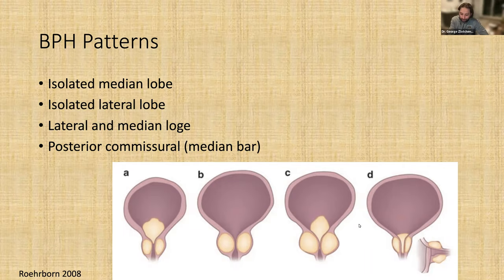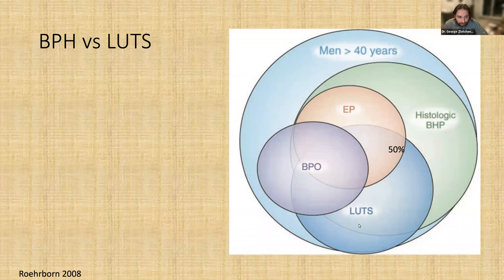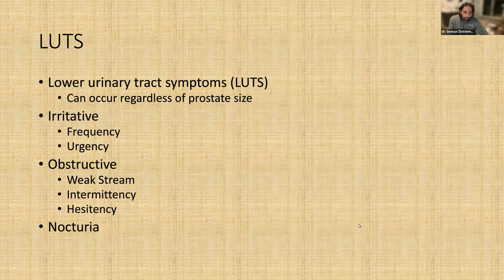Let me go back to that. So BPH versus LUTS, as I mentioned before, is an overlap. Obviously these two things are affected in men who are over 40. But not all men over 40 have benign histologic BPH or obstruction, which is BPO, and not everybody will have LUTS. So as I said before, this can occur regardless of the prostate size.